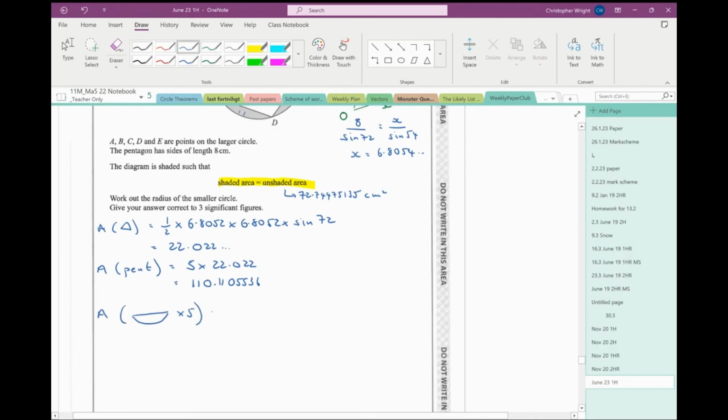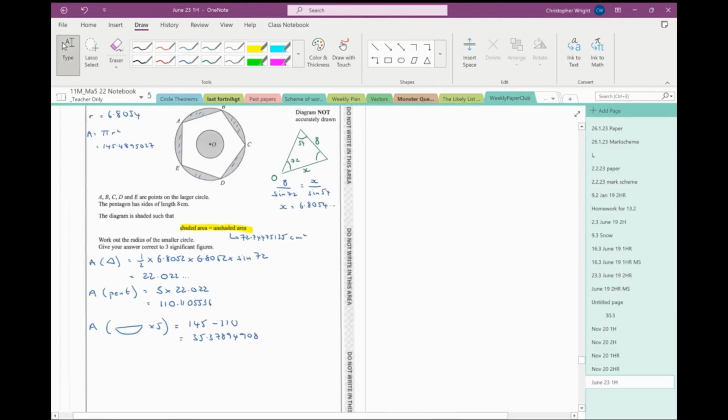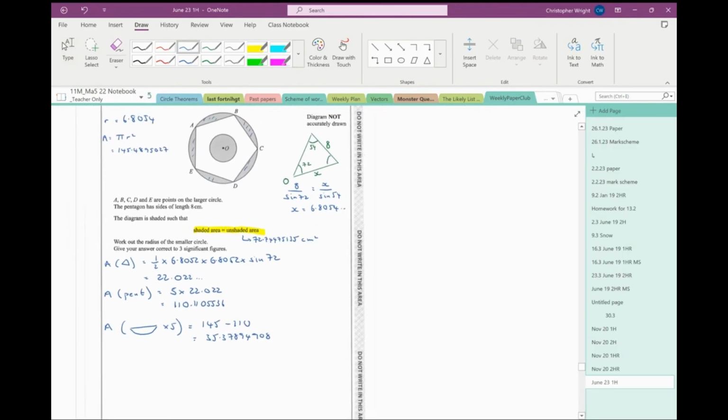So the area of the 5 shapes is going to be the area of the circle, 145-ish, subtract the area of the pentagon, which is 35.37894908. Right, now I know that the area of my 5 shapes here, this 35, plus the area of the circle, of which I want to know the radius, is equal to half the area of the large circle.